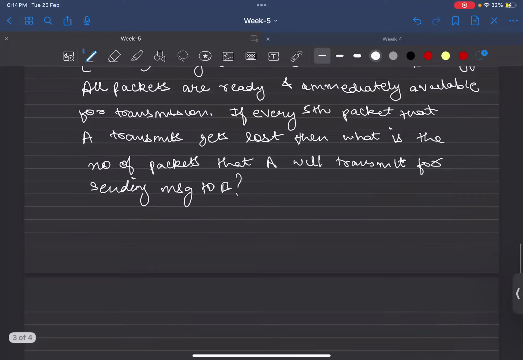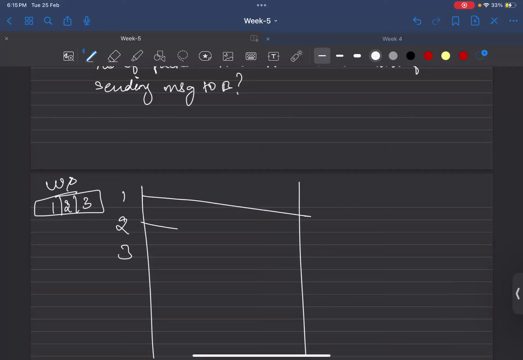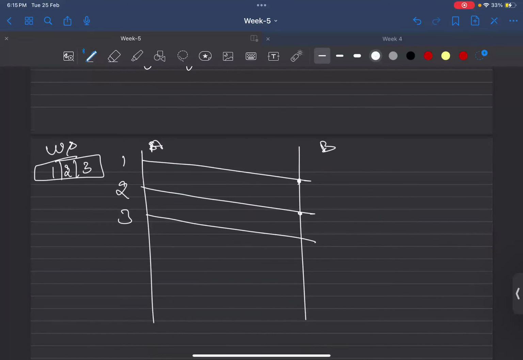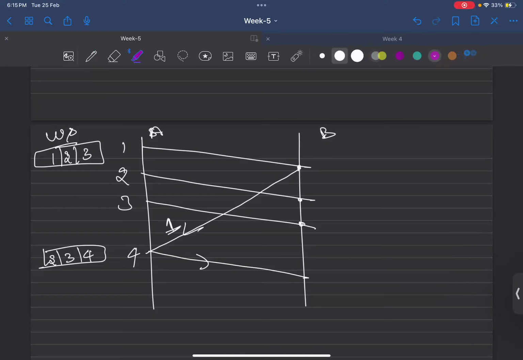So I have a sender, I have a receiver. A is transmitting 1, 2, 3. As my window size is 3, I have written here 1. A is transmitting this to B. Now, B is getting these messages and giving the acknowledgement of 1. Now, when the acknowledgement is given, the window is now 2, 3, 4.